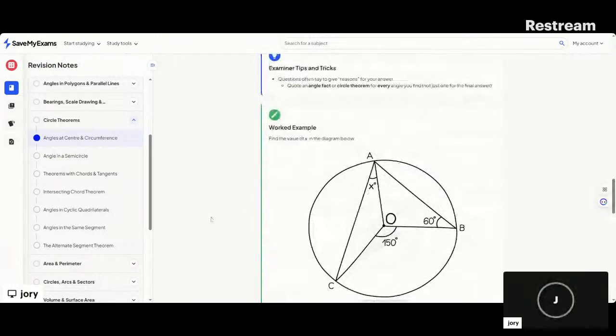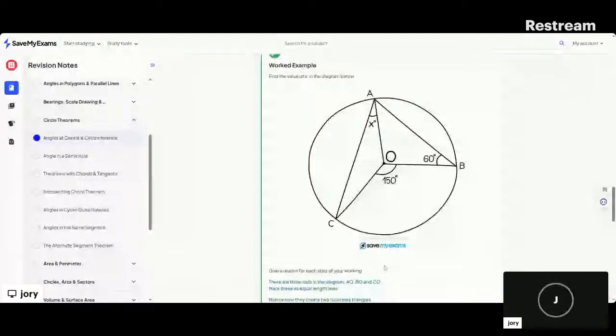Okay, here's a prep question. Find the value of x in the diagram below. What? Oh my god. Hold up. 360 minus 150.